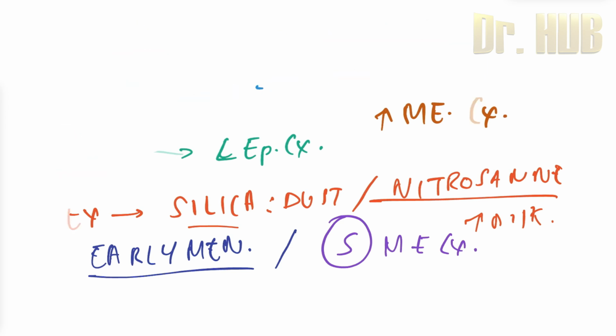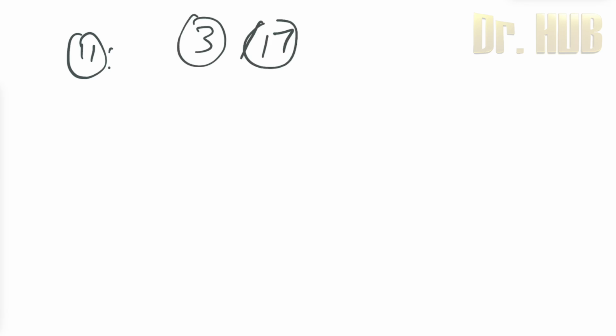When you look at the translocation of chromosome 11, it may also be involved. Translocation of chromosome 11 and polysomy of chromosomes 3 and 17 are risks for adenoid cystic carcinoma, so 3 and 17.